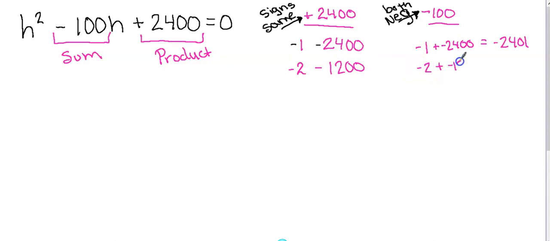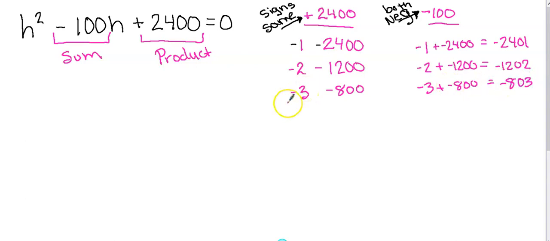Negative 2 plus negative 1200 is still not going to get me there. That is negative 1202. Negative 3. 2400 divided by negative 3 gives me negative 800. If I add those, I get negative 803. Keep going. 2400 divided by negative 4 gives me negative 600. So negative 4 plus negative 600 is negative 604.